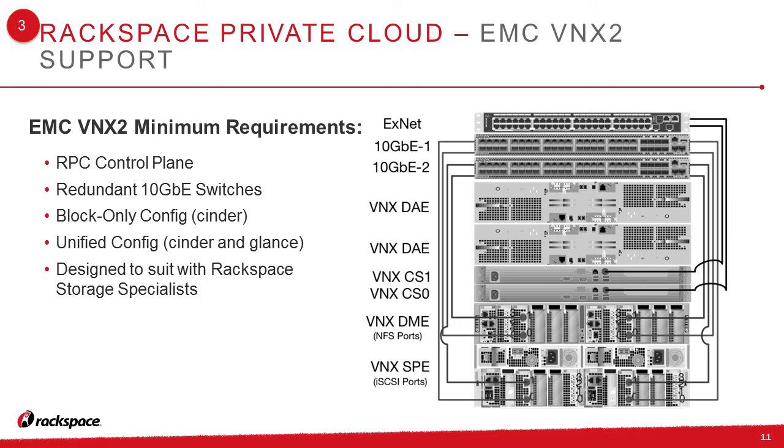And just a little overview of the sort of networking requirements. So again, we have a control plane in place. Obviously, the Cinder volume service would run on that control plane. Again, as with Ceph, we would mandate redundant 10 gig Ethernet.